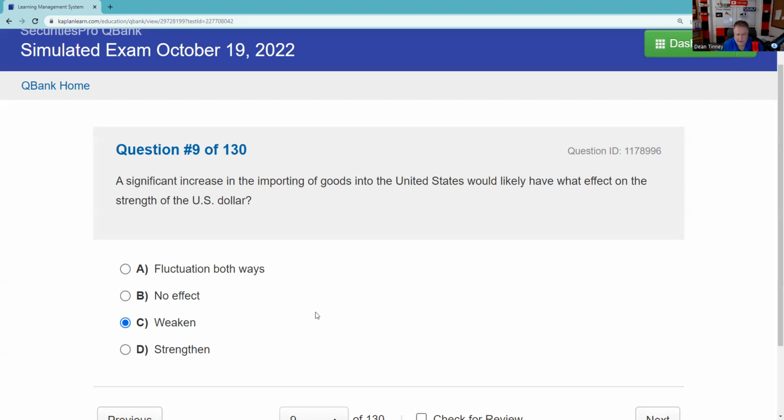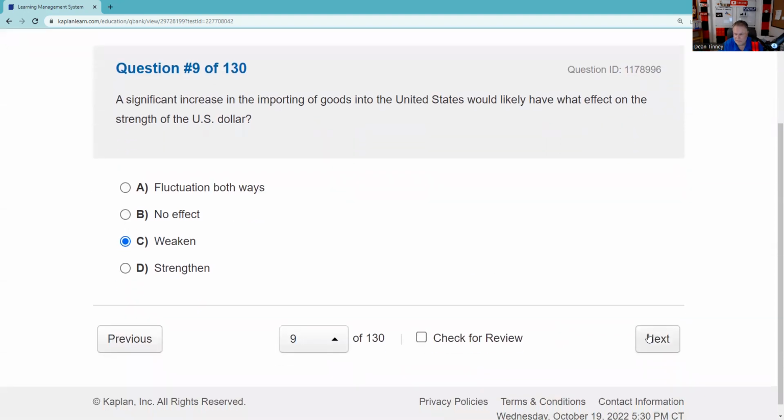Now, I think the thing you're going to see on your exam is not so much this type of question, but knowing what happens to the balance of trade when the dollar goes up or down, right? So when the dollar weakens, U.S. exports become more competitive and imports become less competitive. When the U.S. dollar strengthens, U.S. exports become less competitive and U.S. imports become more competitive. So you'll get a question, but I just don't think it's going to be this one.